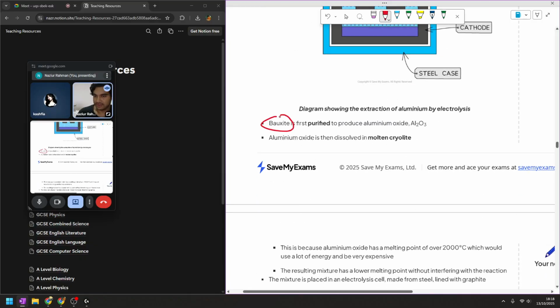Bauxite is a mixture of different stuff, so we purify it and get the aluminium oxide out. Then we dissolve it into molten cryolite. Aluminium oxide by itself has a very high melting point, but cryolite has a lower melting point. So if we dissolve it into molten cryolite, we can lower the temperature needed to melt the aluminium oxide.